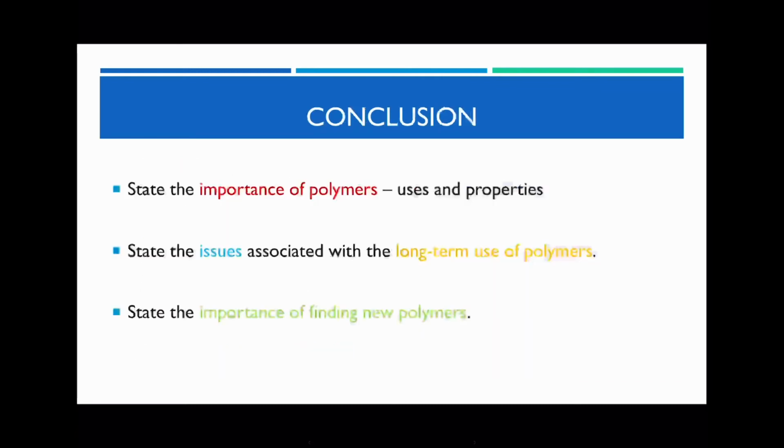And afterwards, all you really need to do is conclude your report by stating again the importance of polymers, briefly mentioning their use and properties, then stating what the issues are. So again, just summarizing that, and then finally talk about why polymers are so important and why research is going on for this particular field.